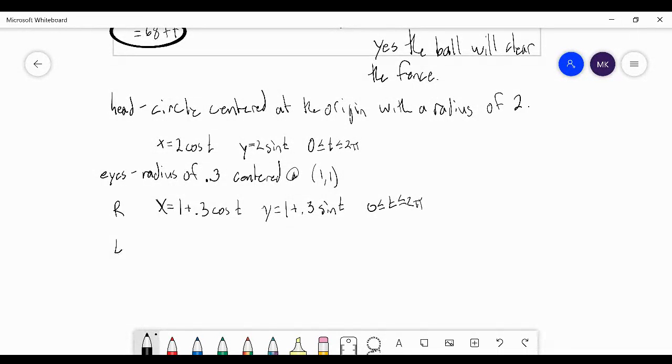And what about the left? How would I get the left eye to be centered at negative 1, 1? Well, it's very simple. The only thing that changes is the x, right? Because we want it to be negative 1, 1. So it's going to be x equals negative 1 plus 0.3 cosine t, and y is still just 1 plus 0.3 sine t.